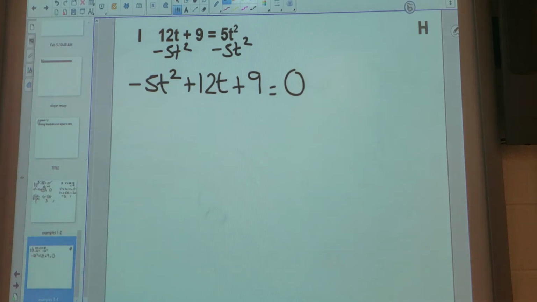However, this is kind of difficult to factor because I have a negative at the start here. Normally I put things like t and t because that gives me positive t squared. With having a negative here, I know I've got to change. So this kind of gets a little confusing.